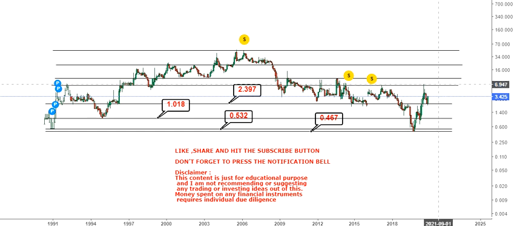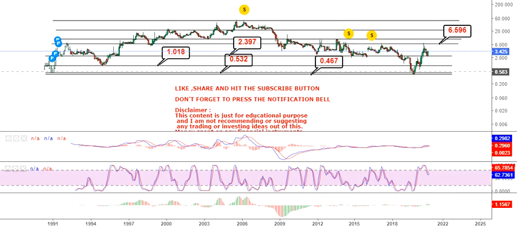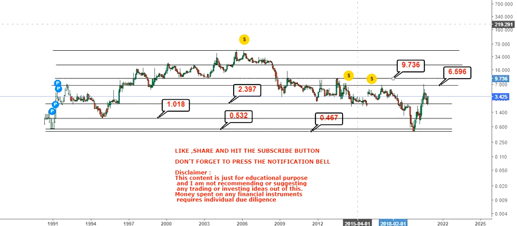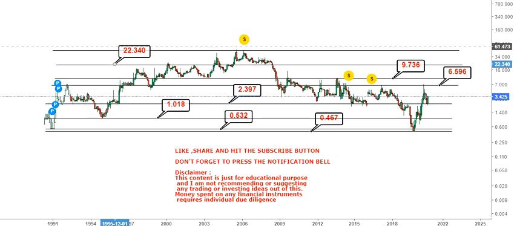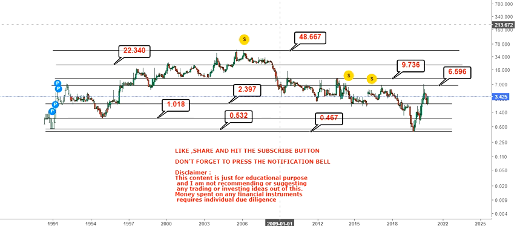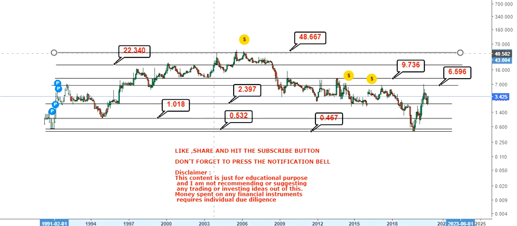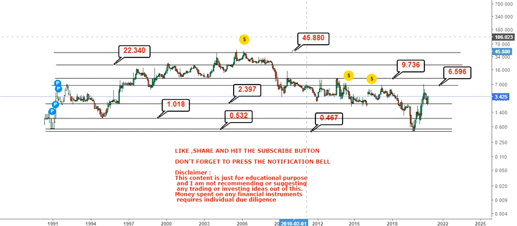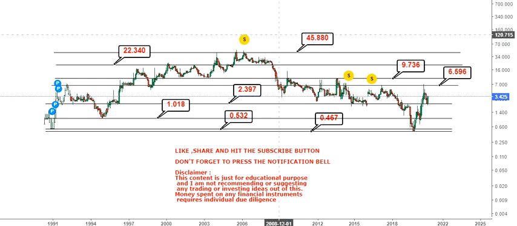Now on the upside, you will have your first target or resistance at 6.5, followed by 9.7, then you have $22, and eventually we are looking at a target as high as $48 on the upside. And let me tell you, the probability is very high for that. Or if you want to be a bit more skeptical, then rather than 48, you can use 45 as your big target. So if these levels come, the probability is very high.